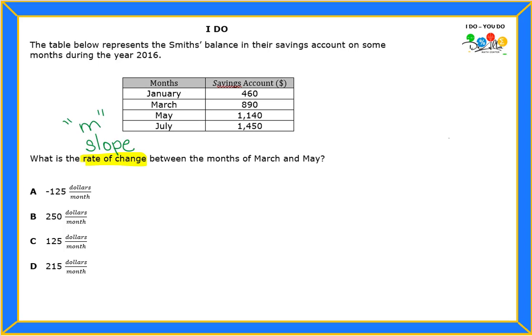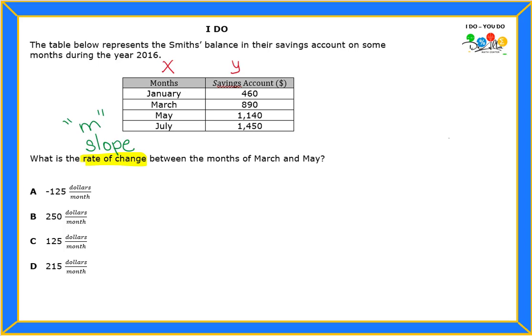I do see that the months are given to you, so that will be my X values, and the money in the account will be the Y values. But I'm thinking that I know how to use the formula, I just do not know what I'm going to do with the months. Is that what you're thinking? It's like, miss, what do I do with the months? How can I subtract March minus May? No, right? We don't do that.